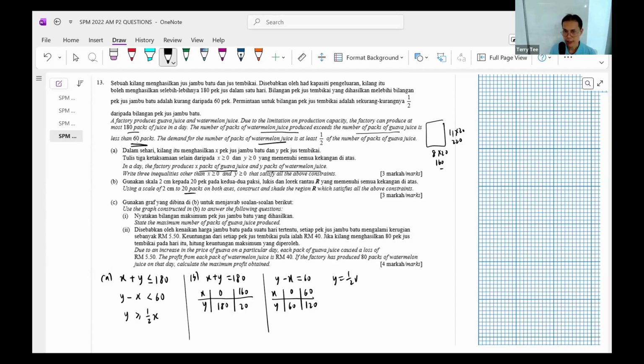Third one, y equals half x. When your x is 0, y is 0. X is, what do you want? 60, y is 30. Yes, you can use bigger points, any other points.